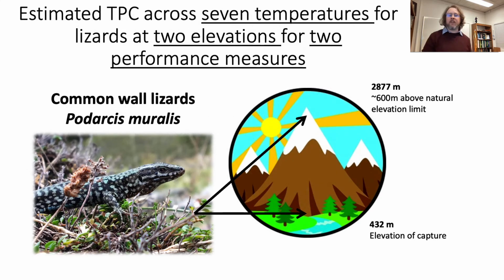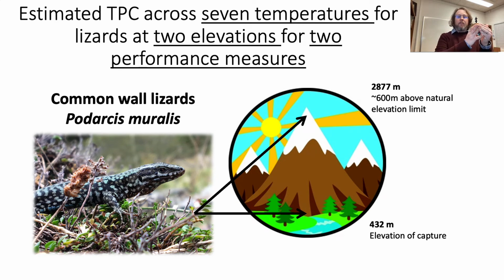And we tested these predictions using the common wall lizard, which is a widespread lizard native to Europe, and they are actually migrating uphill in response to climate change. And we really want to know, can they completely invade up the mountain and possibly threaten some endangered high elevation endemics? We collected the animals all at low elevation.